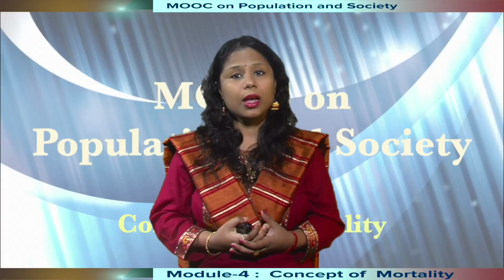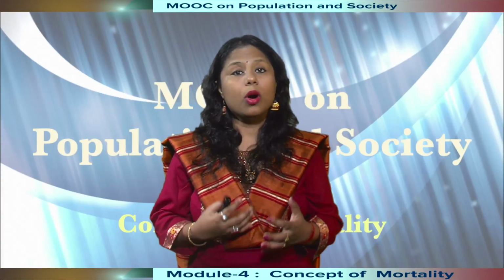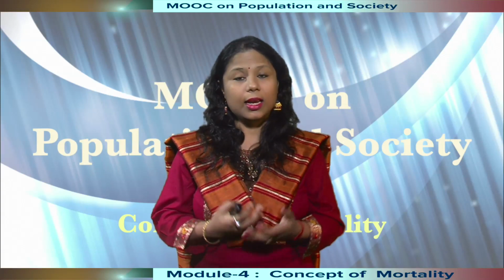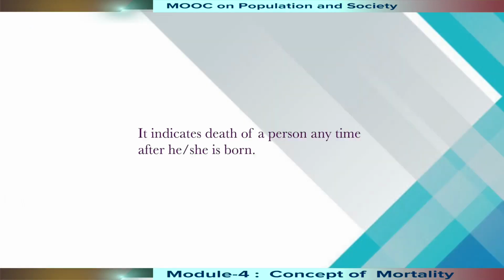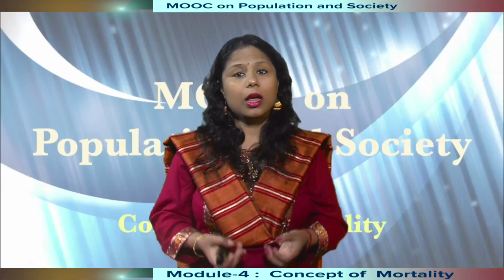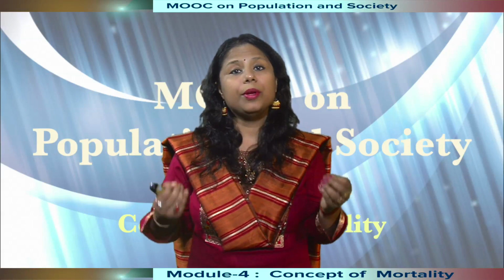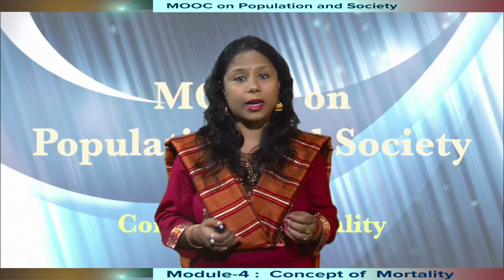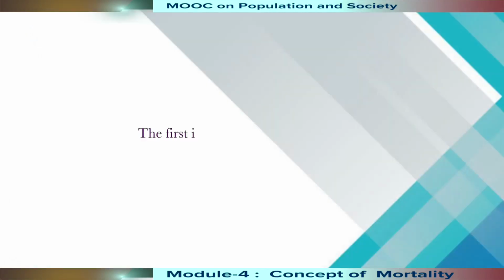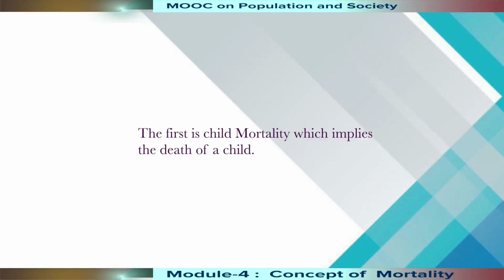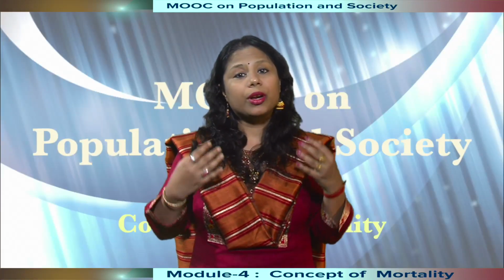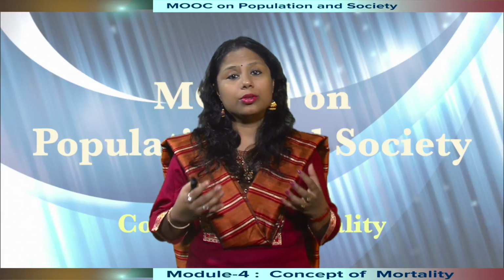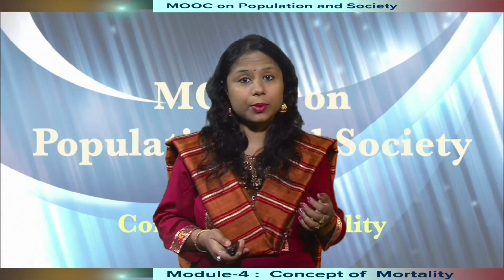As such, stillbirths or death of a fetus during pregnancy are categorized as fetal death and not as death. So dear learners, you all must have understood what mortality is. It indicates the death of a person any time after he or she is born. Now, based on the time period of death, there are different classifications of mortality. The first is child mortality, which implies the death of a child. This category also has different subcategories within it.